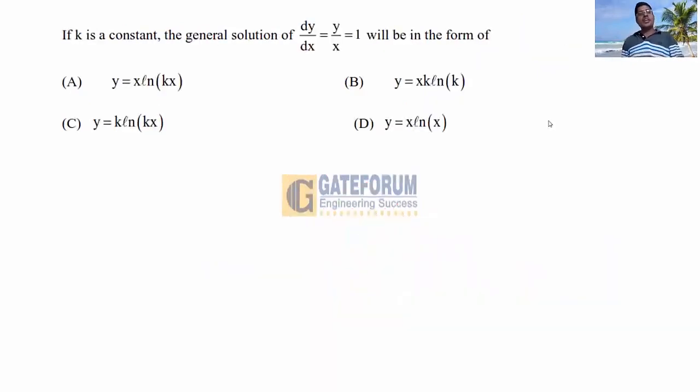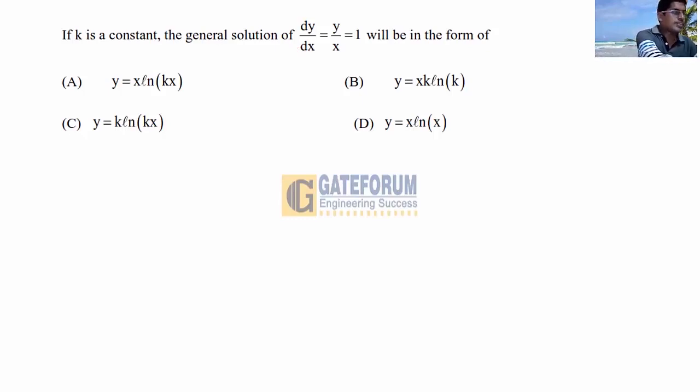The question is: if k is a constant, the general solution of dy by dx equal to y by x equal to 1. It is a typing error. I will modify it. It will be in the form of 4 options A, B, C, D. This question is from engineering mathematics, from the topic differential equations and subtopic first order equations.